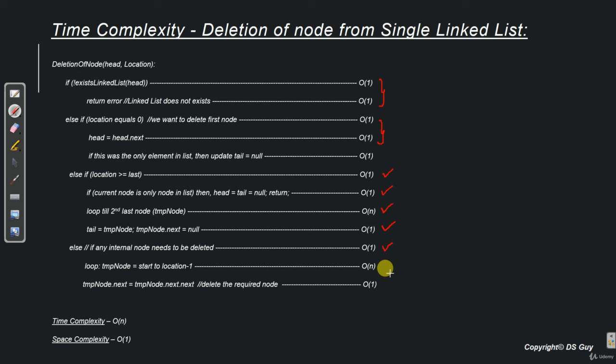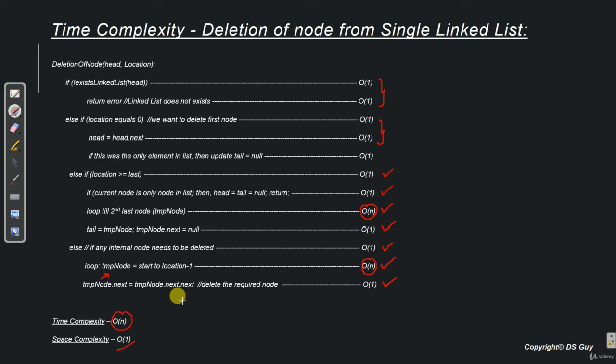Now if we want to delete any of the internal nodes, then we have to loop starting from the first node till location minus 1 node. So in the worst case we might have to travel almost the entire list, so it will take order of n time. Then we update some of the reference variables, that is a constant time operation. So if we add all of them, we land in order of n time complexity. Now the space complexity is order of 1. The reason is we are just using some temporary variables here and there, nothing more than that. So those will take constant space.